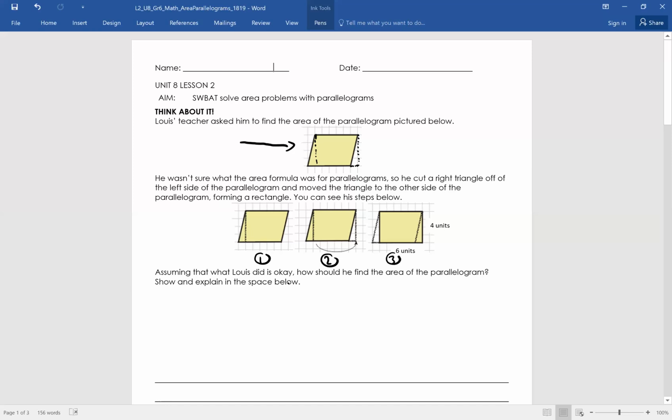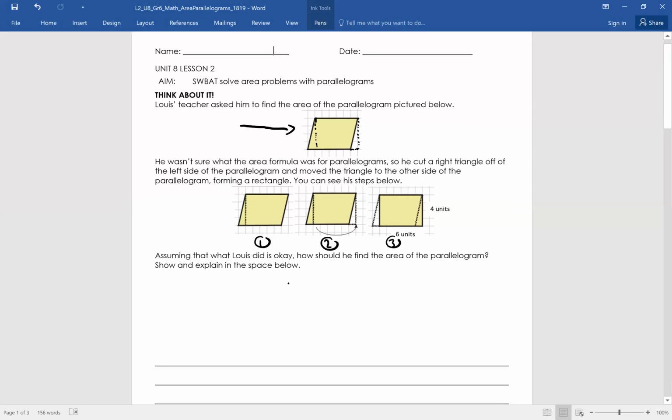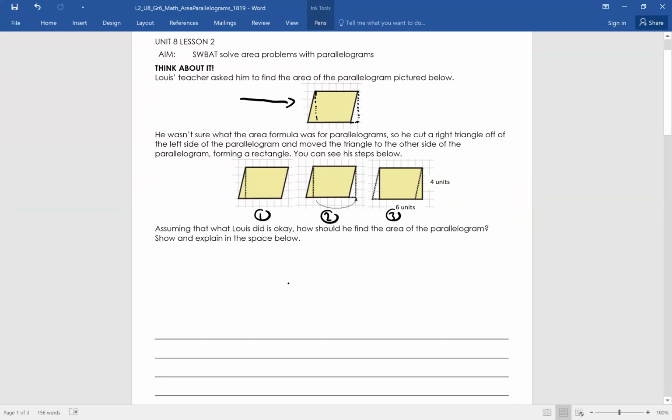So it says, assuming that what Lewis did is okay, how should he find the area of the parallelogram? Well, now that it's a rectangle, can't we just say that the area will be its length times its width? And by substitution, that would be 4 times 6, which would just give us 24 square units.